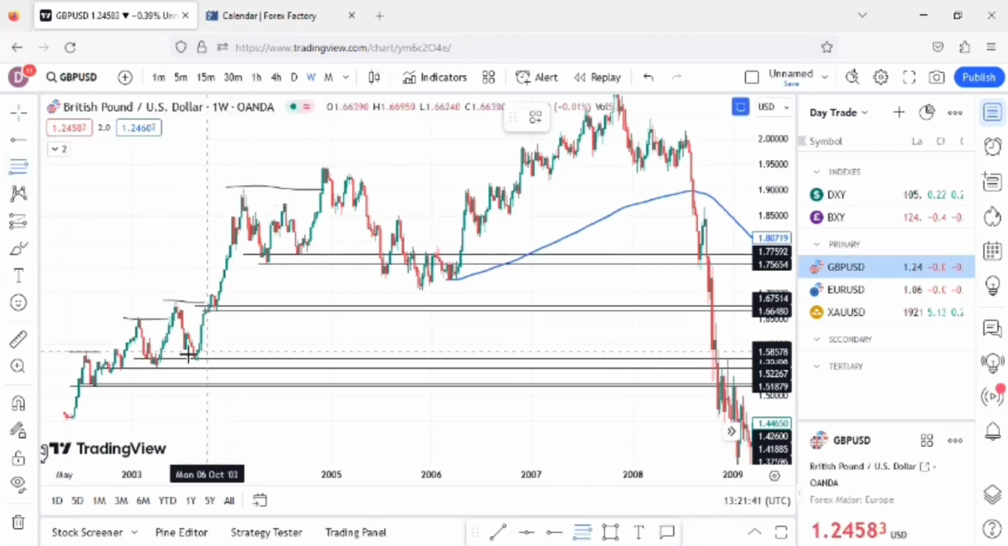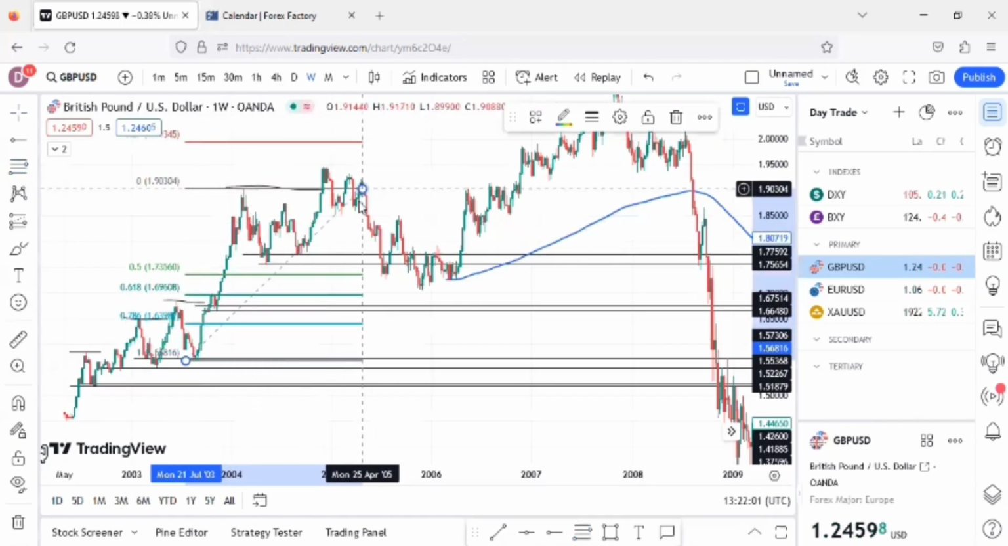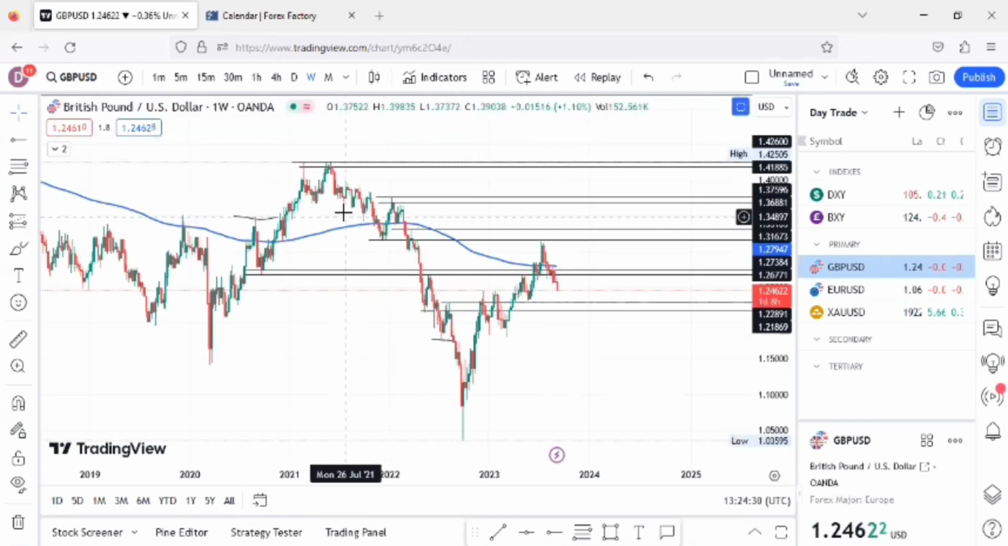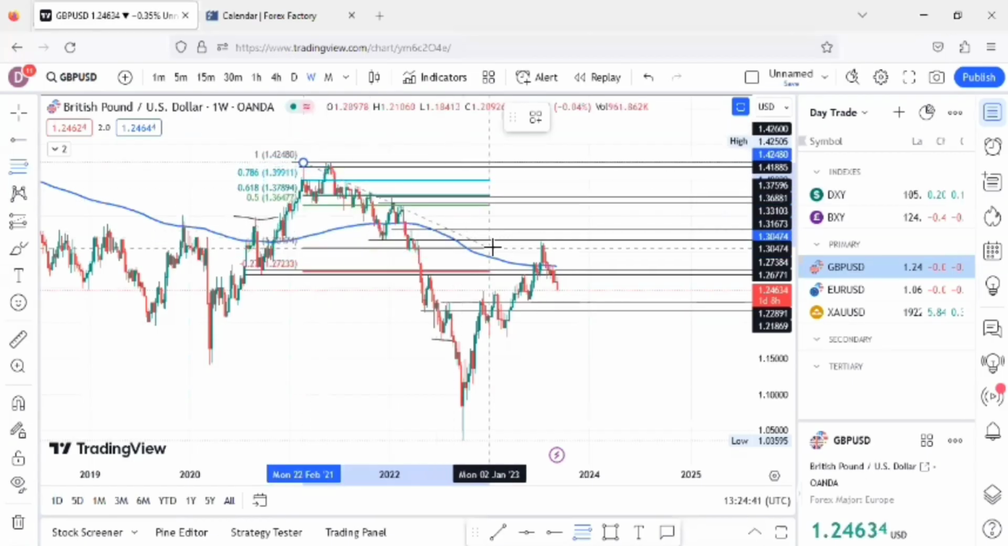You draw it from a low, using your market structure. We have higher low, higher low. So if you want to draw it, you pick it from low to high in an uptrend. But in a downtrend, you pick from high to low. Okay, in this downtrend now, let's use Fibonacci to check the levels from here to here.